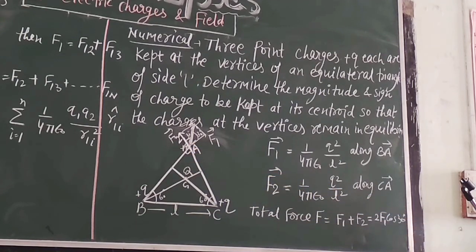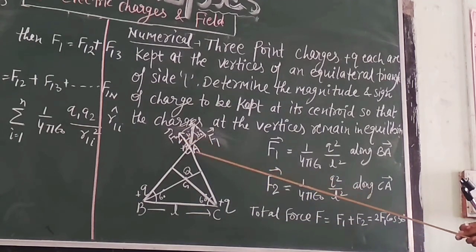If one of the charges were negative, then the direction would be from A to B. But both charges are the same, so the force is repulsive. The direction of the force is away from B, along B to A. Next, F2 is the force on charge A due to C.